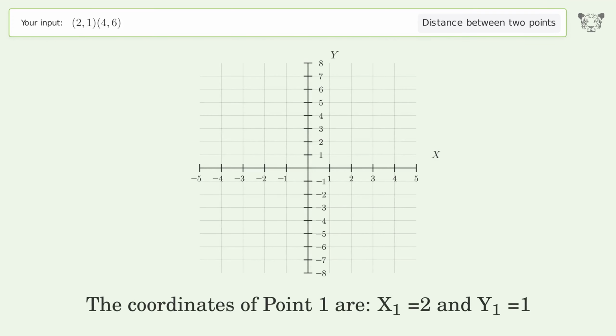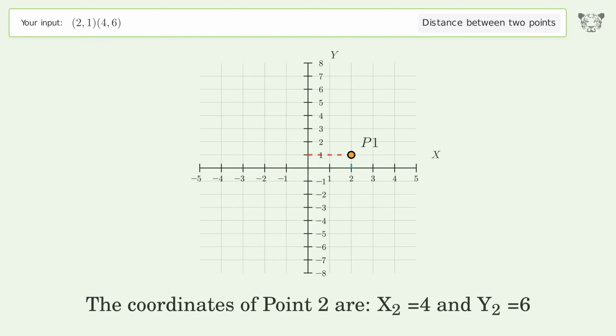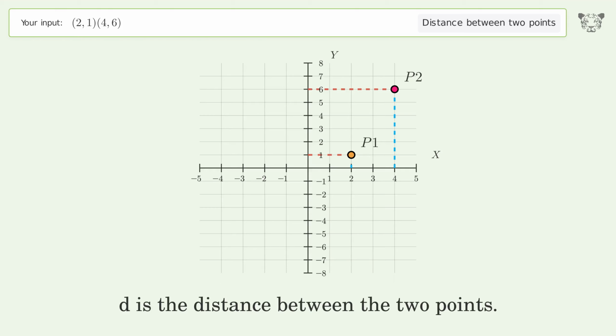The coordinates of point 1 are, x1 equals 2 and y1 equals 1. The coordinates of point 2 are, x2 equals 4 and y2 equals 6. D is the distance between the 2 points.